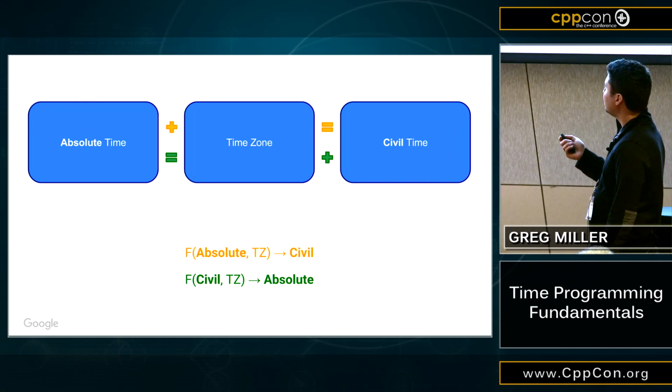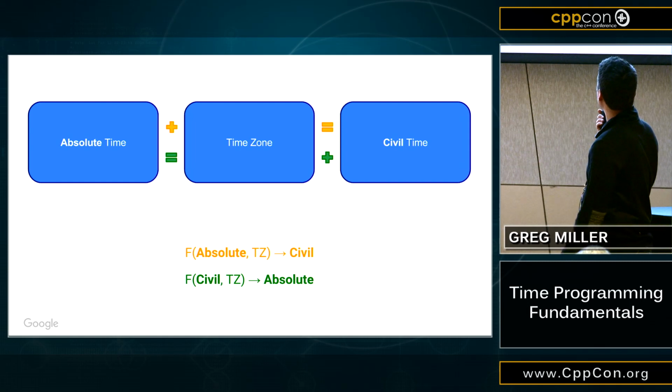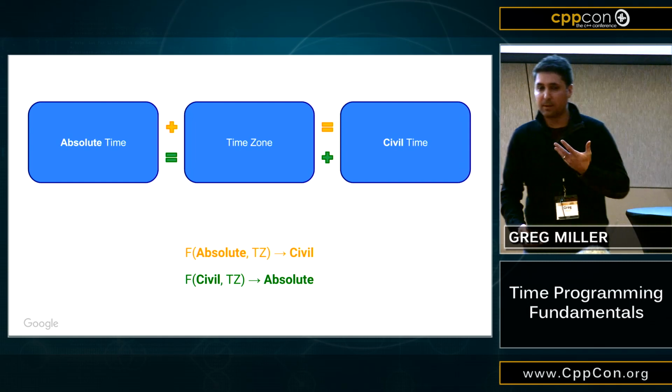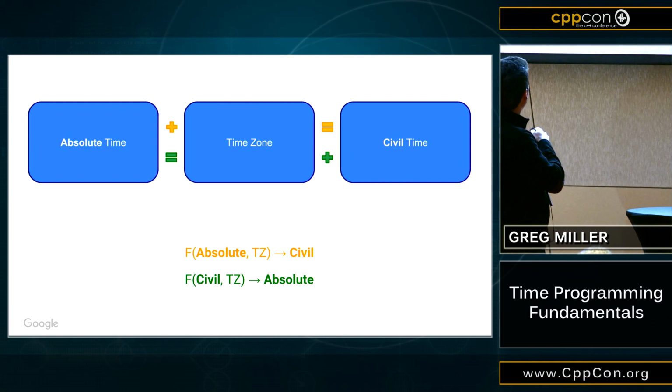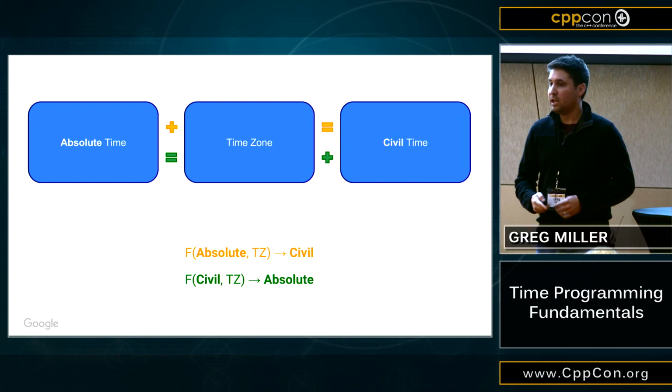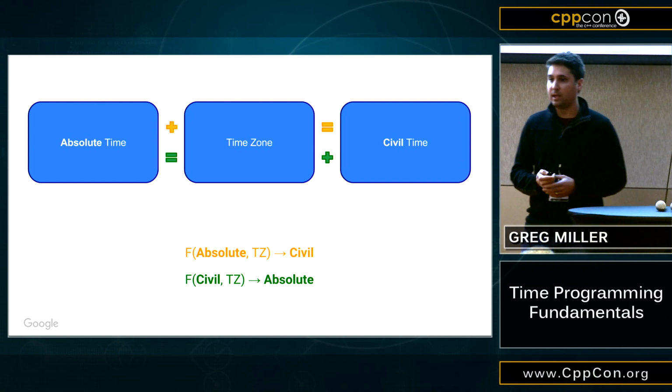And for some other function f of a civil time and a time zone, you can compute an absolute time. The domain of all the absolute times are time zone independent. Same with civil times. The whole domain of all the civil times are themselves time zone independent. Time zones are only important when you want to map between the two. And so this model actually applies to any programming language and any date time library you may be using.